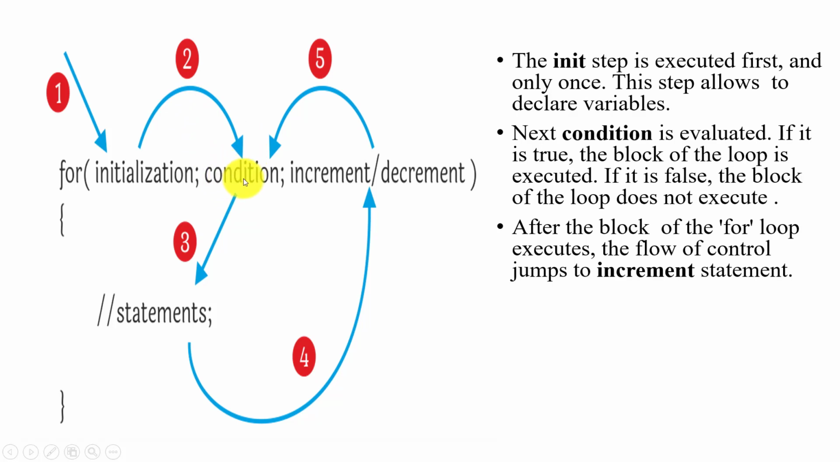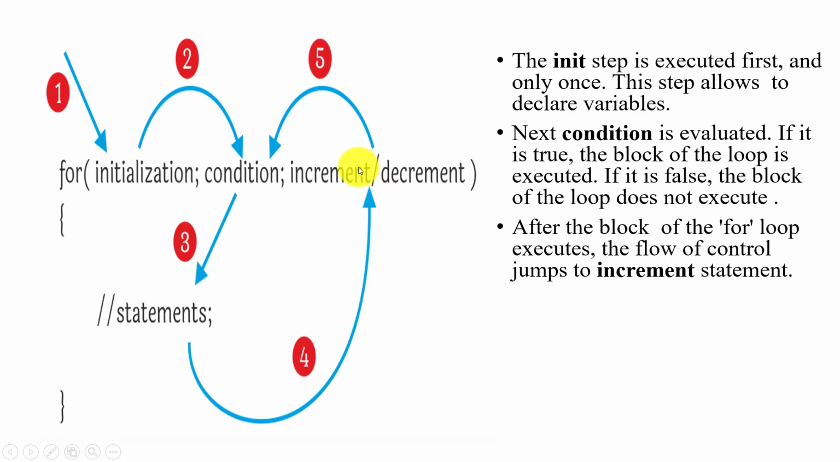Now after this, if it is true, then only at the third part the control is going to enter into this curly bracket. That is, these statements are going to execute, and after execution, the statement at the fourth part will make the update. That is, it might be an increment or decrement. So after the block of the for loop executes, the flow of control jumps to the increment statement, and that is the fourth step, the increment.